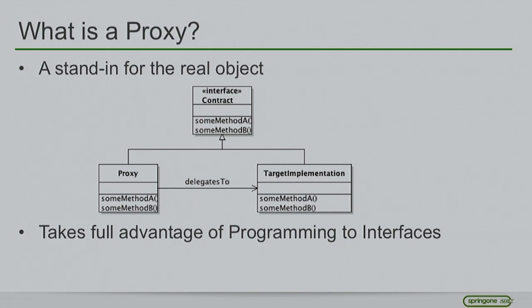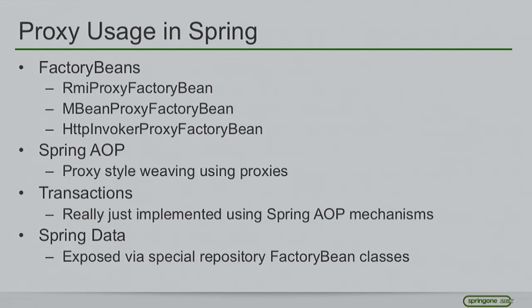Okay? And then instead of returning the actual target object on instantiation, I return the proxy, and the proxy acts as a point of contact that can intercept requests and do all kinds of interesting things. That's one of the mechanisms that Spring makes heavy use of. Some classic uses where it does proxy kinds of stuff is factory beans. There are things like the RMI proxy factory bean, MBean proxy factory bean, and so forth. That's that remoting technology. Spring AOP makes heavy use of that, and I'm going to touch on that a little bit.